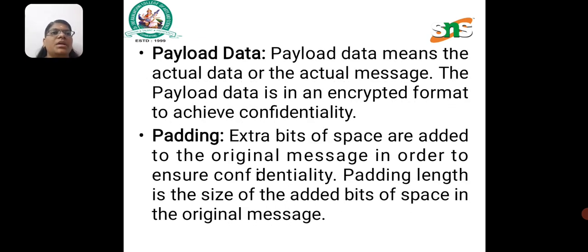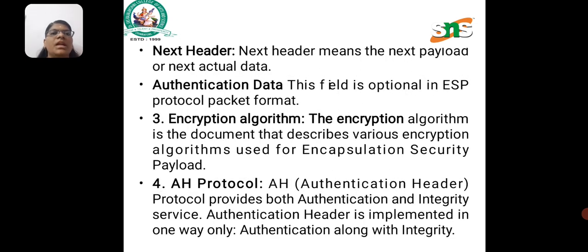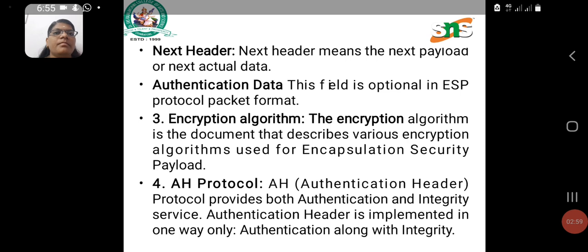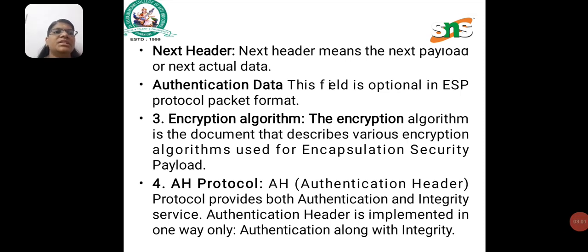Payload data. Payload data means the actual data or the actual message. The payload data is in an encrypted format to achieve confidentiality. Padding. Extra bits of space are added to the original message in order to ensure confidentiality. Padding length is the size of the added bits of space in the original message. Next header. Next header means the next payload or next actual data. Authentication data. This field is optional in the ESP protocol packet format.